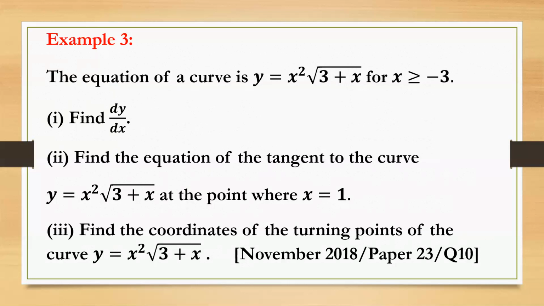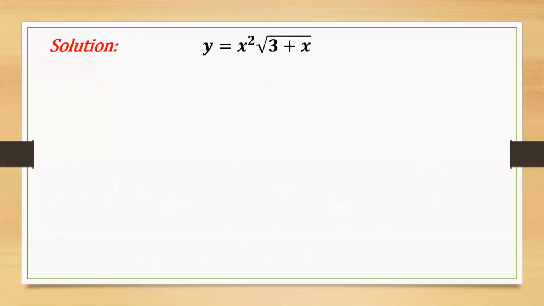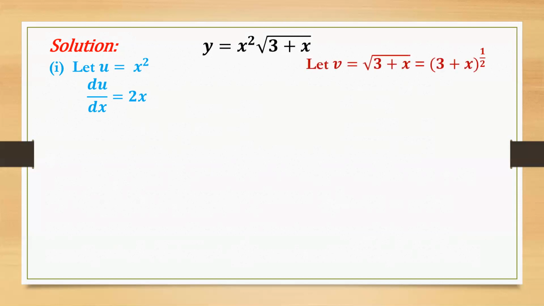So here we have the product of two functions. Remember, you have learned how to use the product rule. So I will have u as x squared. So if u is equal to x squared, du by dx will be 2x. V will be equal to square root of 3 plus x, which can also be written as 3 plus x to the power of half.